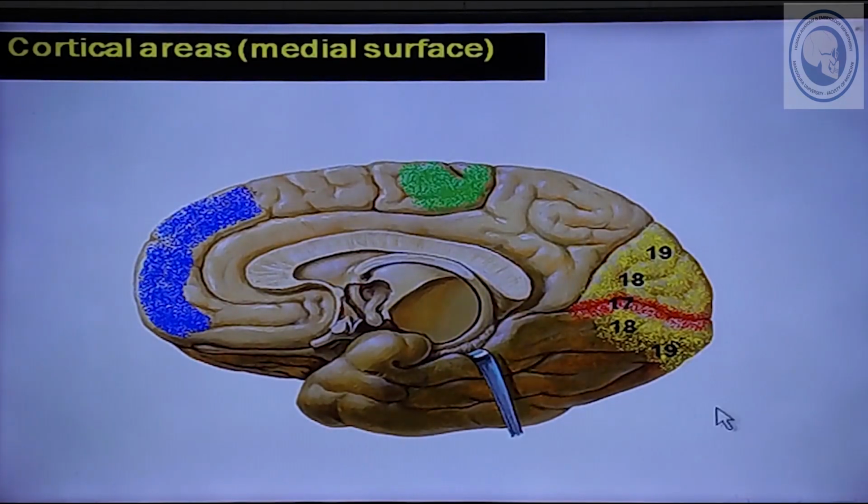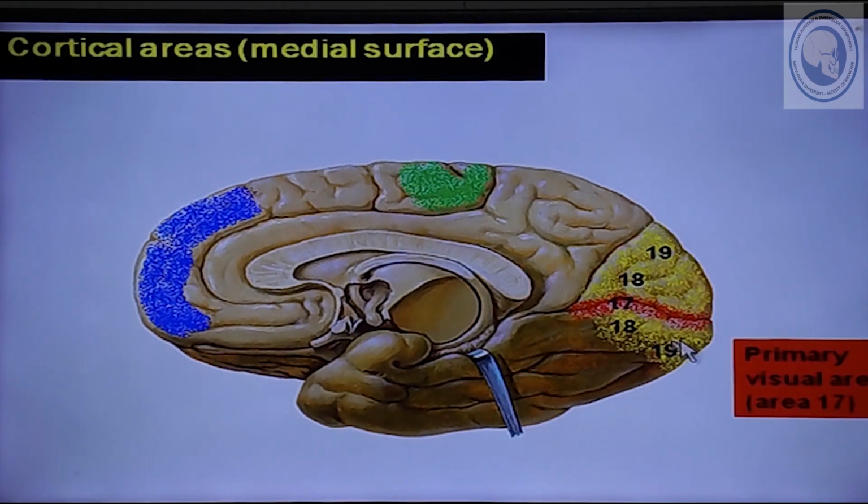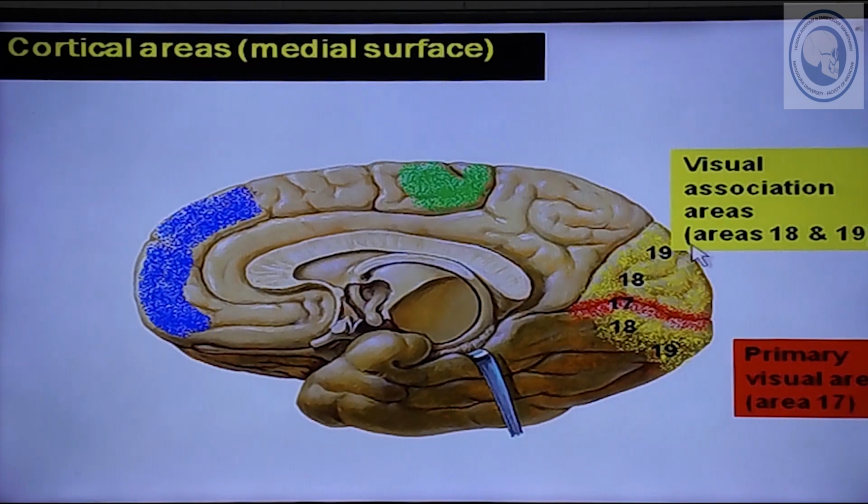What about cortical areas present on the medial surface? You will find the primary visual area, area 17, present in the lips of the calcarine sulcus, and around it, in the lingual gyrus and the cuneus, you will find the visual association areas, areas 18 and 19.